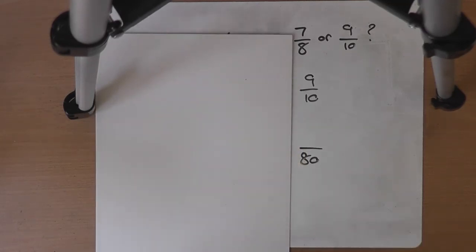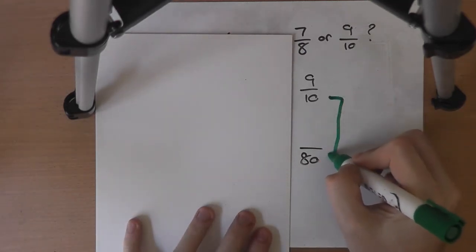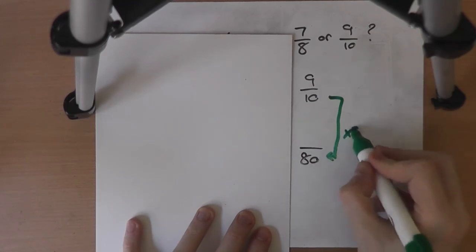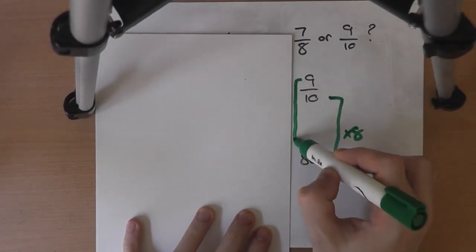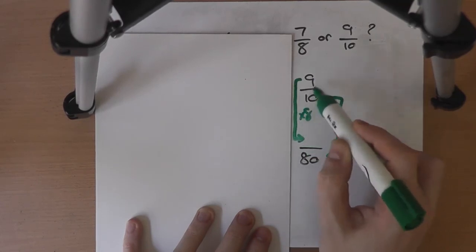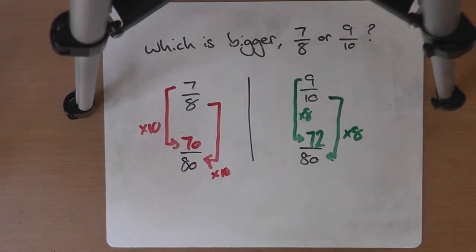I can now look at the other fraction, 9 over 10, and we are trying to rewrite that so it's out of 80. So we're going to, on the bottom, do 10 times 8 to get 80. So on the top, we're going to have to do 9. We're going to have to times that by 8 to keep it equivalent. And 9 8s, 72. And we've got 72 out of 80. We can now look at the two fractions together. We've got 70 out of 80 and 72 out of 80.